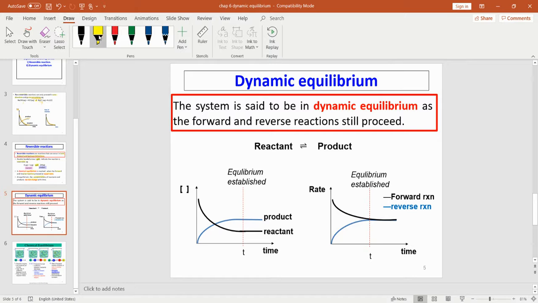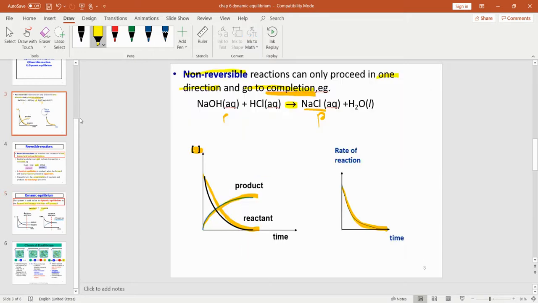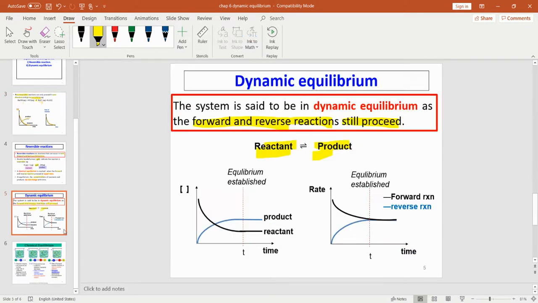Let's see what it means. Forward and reverse reactions still proceed. It means that the reactant will change to product, and at the same time, the product will change back to reactant. It proceeds and does not stop. For example, a non-reversible reaction will go to completion and then stop completely.